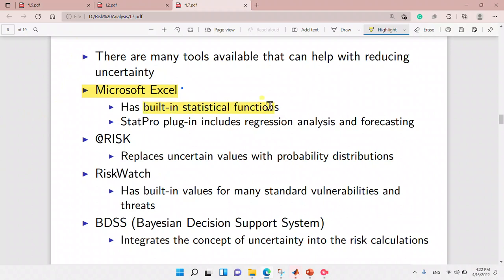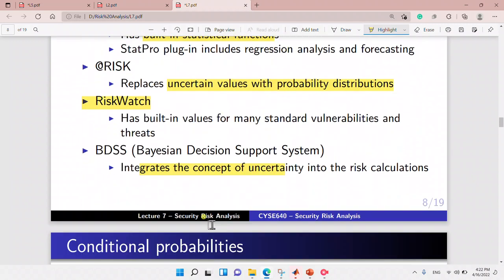Okay, so everything helps in some way. Microsoft Excel has built-in statistical functions. @Risk replaces uncertain values with probability distributions. Risk Watch has built-in values for many standard vulnerabilities. The Bayesian decision support system integrates the concept of uncertainty into the risk calculation.